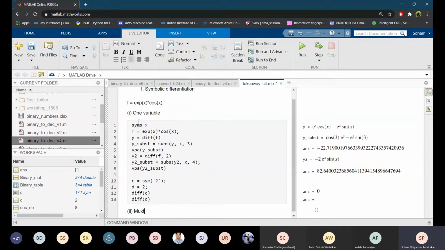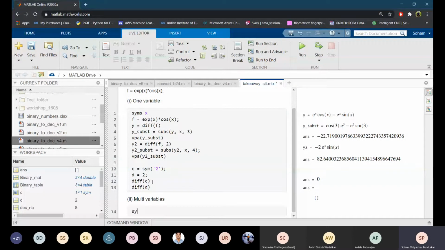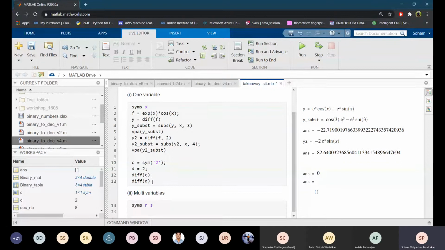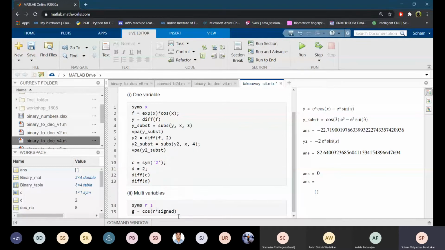Multi variables. So now again, syms, let's say there are R and S variables. So syms r s, then define the function, whatever your function was. Let's say g is equal to cos of, let's say, rs maybe. So cos of rs, so it's like cos of xy, but I'm not using x here. rs. So now this is the function I defined.